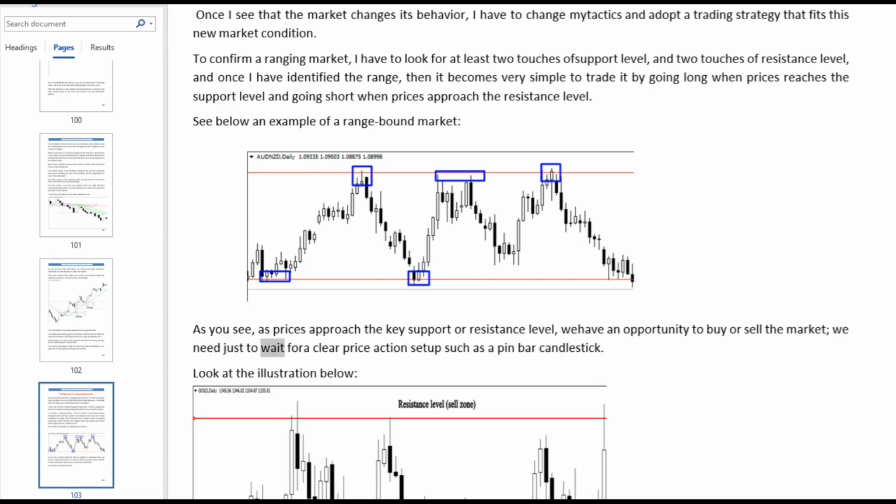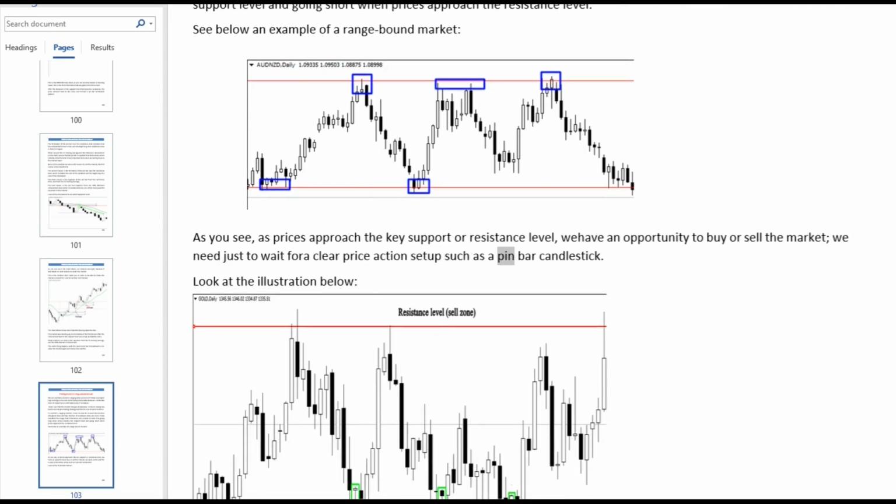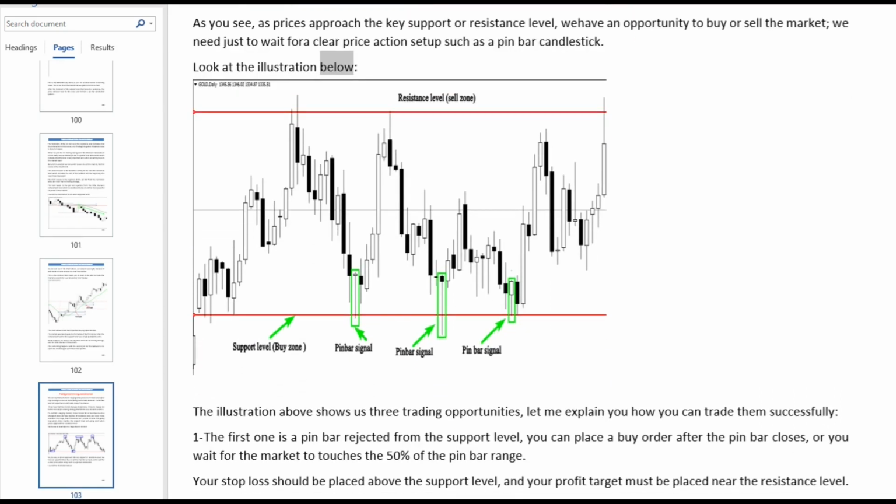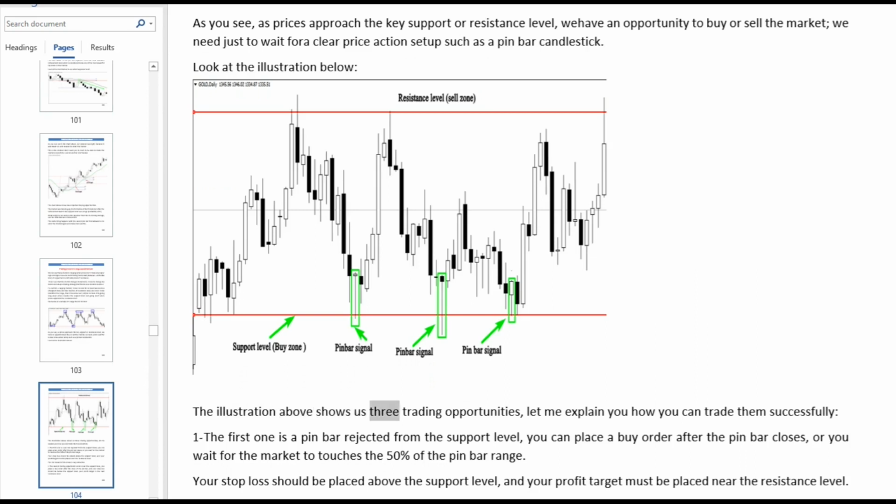We need just to wait for a clear price action setup such as a pin bar candlestick. Look at the illustration below. The illustration above shows us 3 trading opportunities. Let me explain how you can trade them successfully.